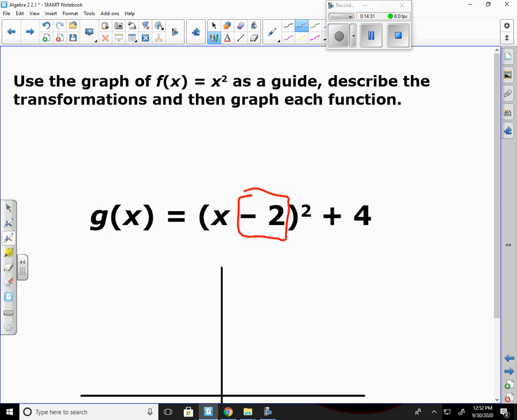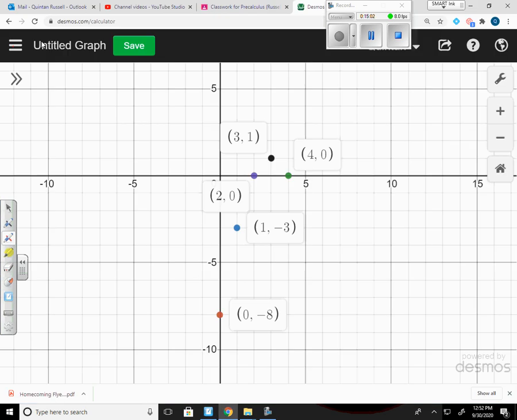Minus 2, it's a minus inside the parentheses. It means we move right 2. So the parent function is going to move right 2. The plus 4 means it goes up 4. Now it says graph each function. So let's graph it and see if we're correct.